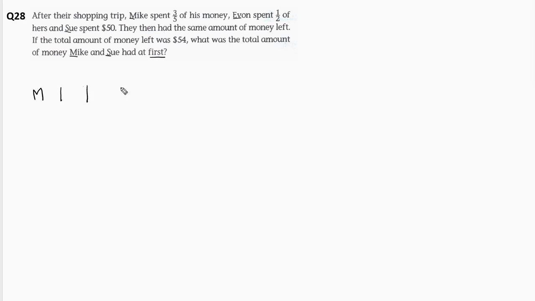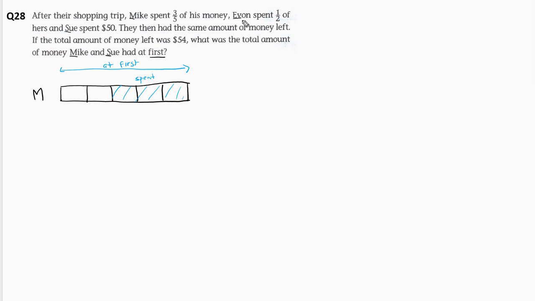So let's start by drawing a bar for Mike, and we are going to split his into fifths. That would be 1, 2, 3, 4, and 5. I've split his money into fifths, and we know that he spent 3/5 of that. So this is what Mike spent. And this is what he had at first. This is important because we're looking at what Mike and Sue had at first.